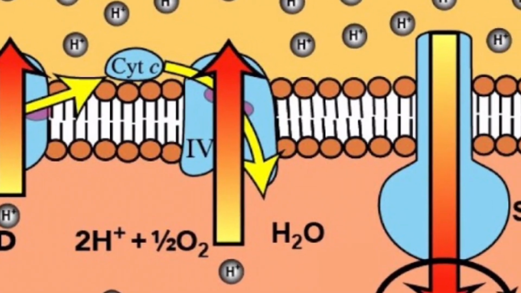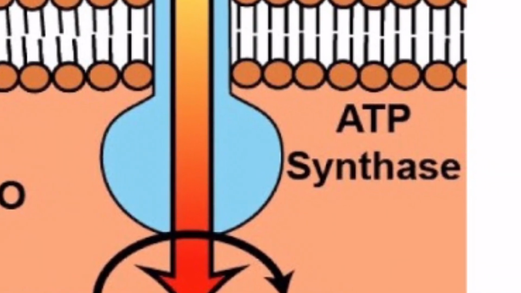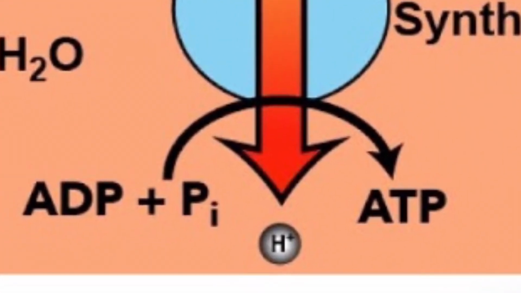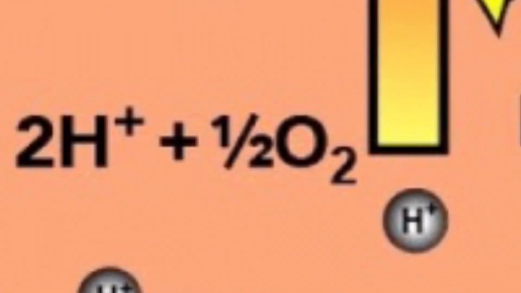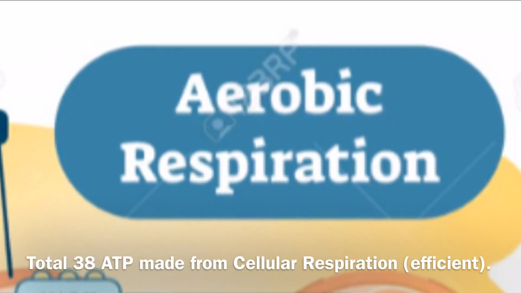Finally, oxidative phosphorylation: ATP synthase creates ATP by adding a phosphate, and O2 forms H2O. That's aerobic respiration.